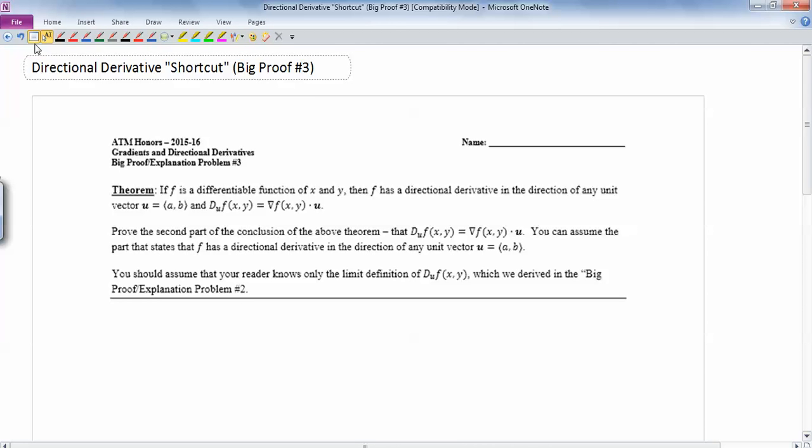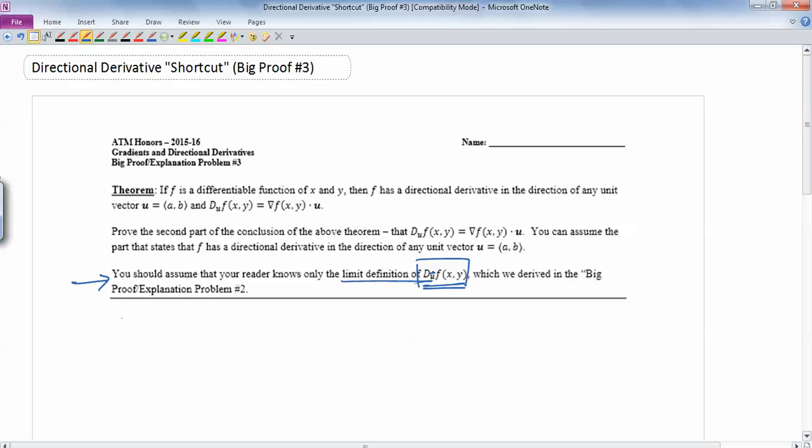All right, so this is the third big proof of the unit here. So this one, we're going to assume that we have done the second big explanation problem where we came up with the limit definition for the directional derivative. So that's stated here that we can assume the limit definition for that notation there. It's hard to see it, but that's actually a bold u. Or if it's not bold, then it has a little arrow over it.